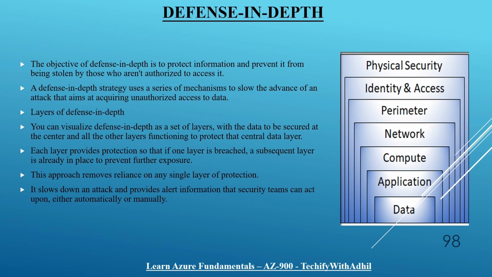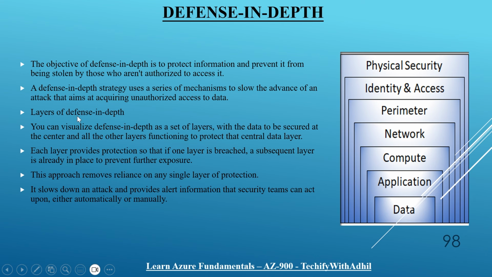The second model is defense in depth, the other model. The objective of defense in depth is to protect information and prevent it from being stolen by those who aren't authorized to access it. A defense in depth strategy uses a series of mechanisms to slow the advance of an attack that aims at acquiring unauthorized access to data.